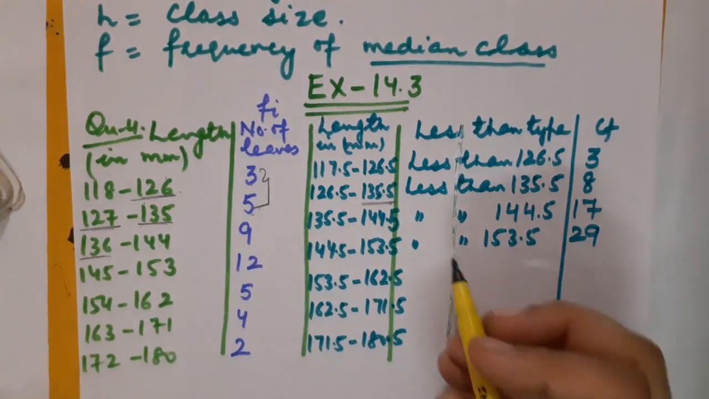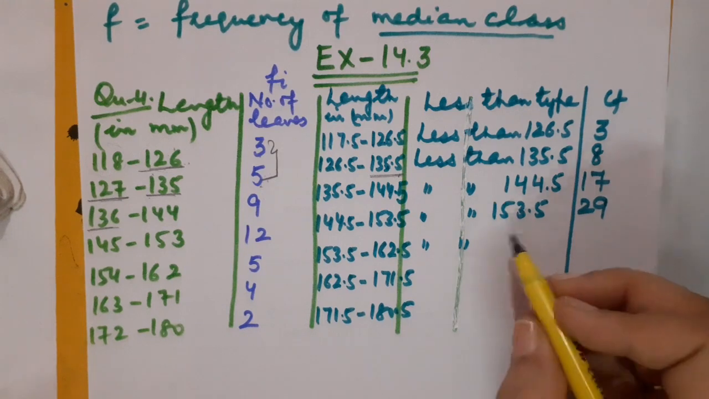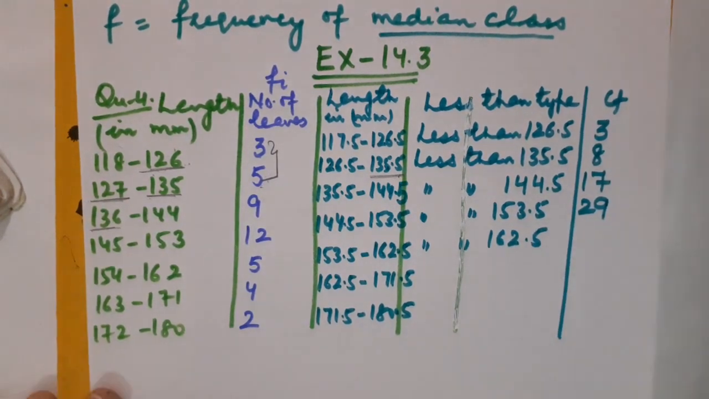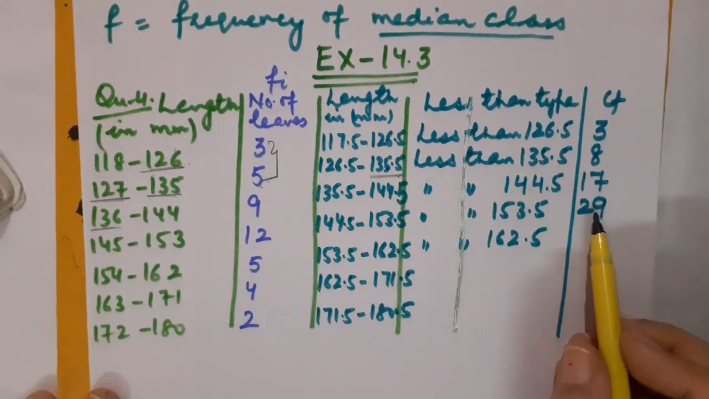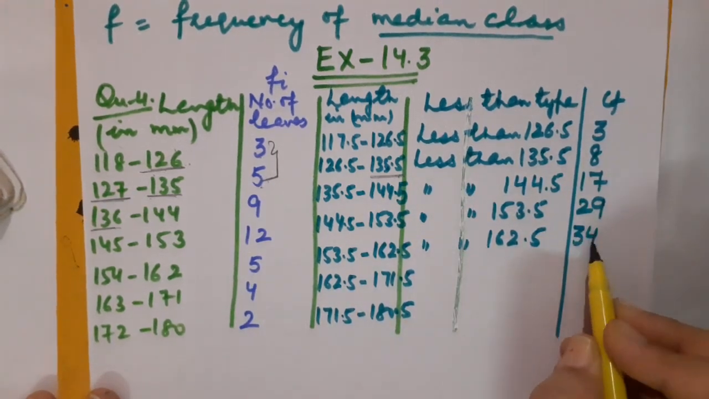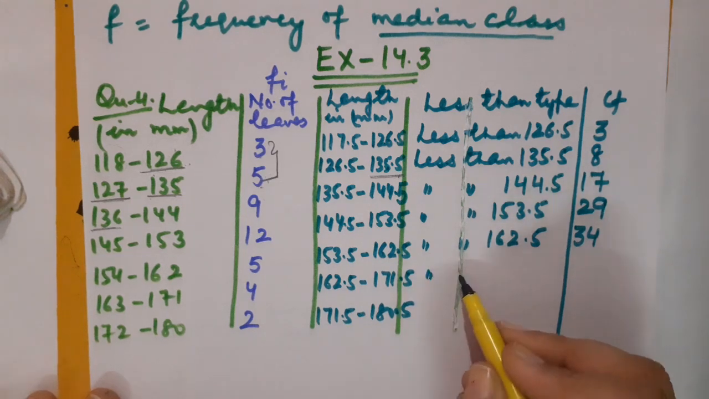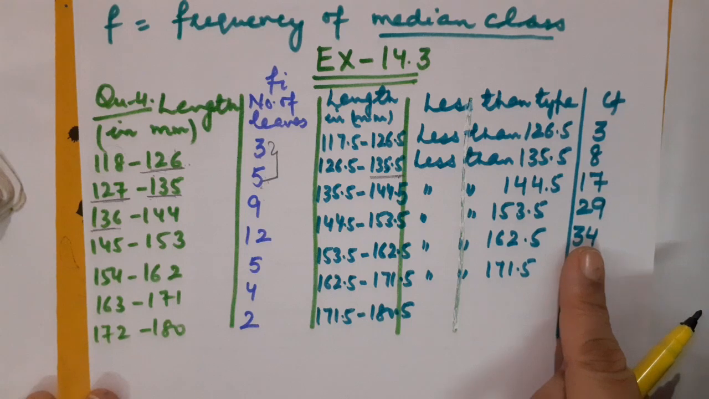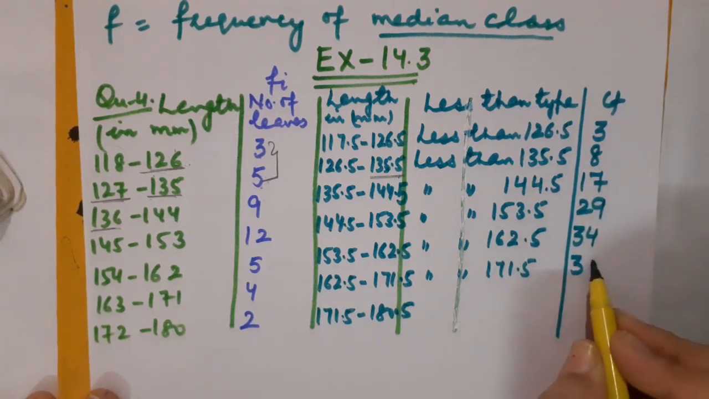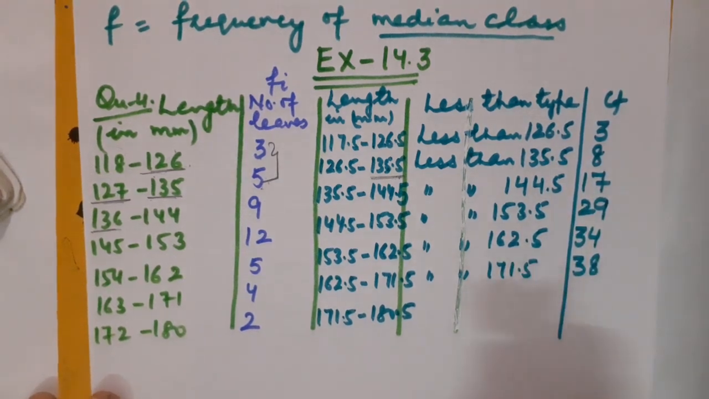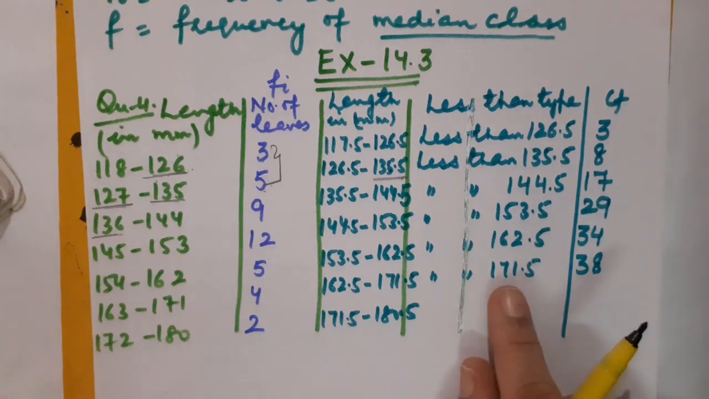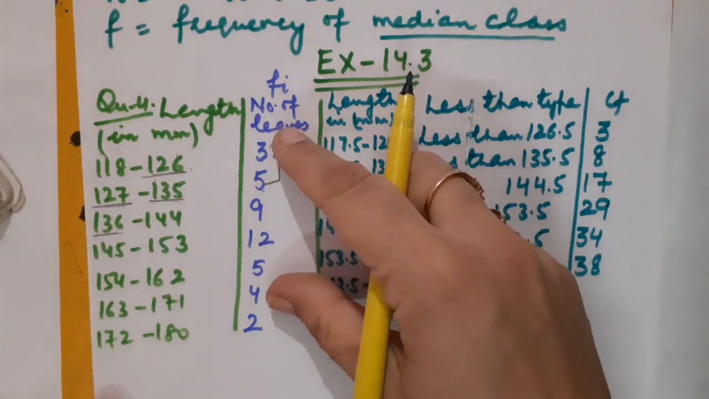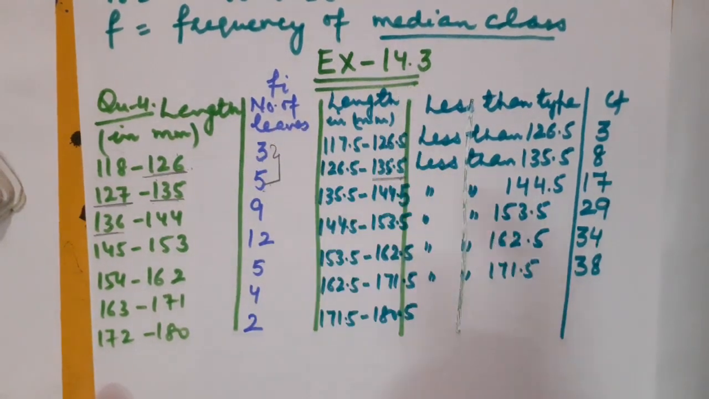Correct? Now let us switch to next, less than 162.5. So now children, 5 will be added in 29, it would become 34. Correct? Now let us switch to next, less than 171.5. What will be added in 34? Correct. That is 4, it would become 38. Means you can say that the number of leaves whose length is less than 171.5 will be equal to the summation of all these frequencies.